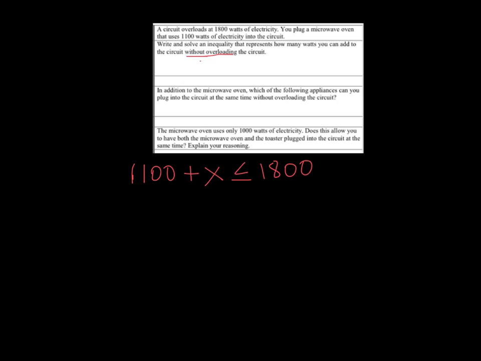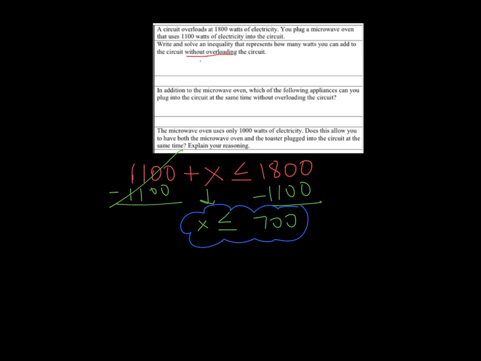So the opposite of positive 1100 would be to subtract 1100 from both sides. When I do that, positive and negative will cancel. I bring down my x. That's going to be less than or equal to 700 watts of electricity. So we have accomplished answering this first problem up here.